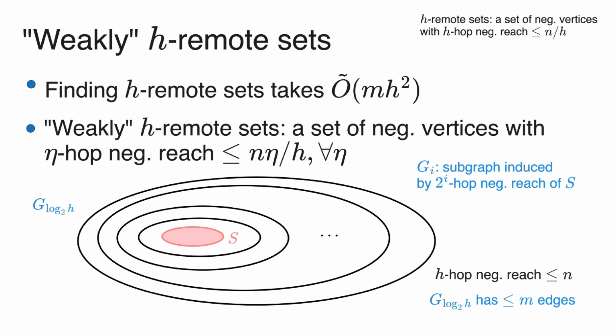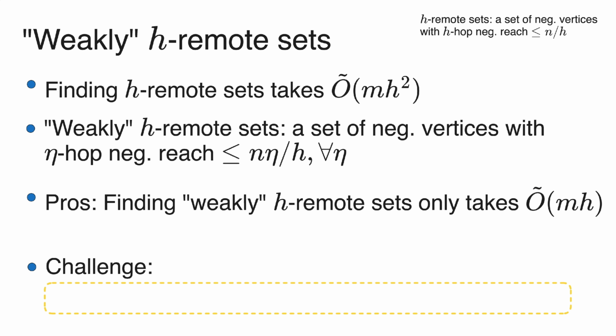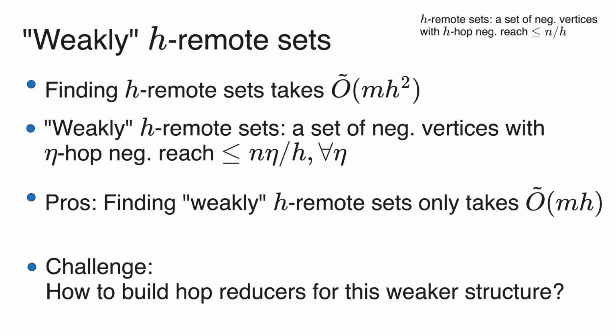The good news is that this weaker structure is much faster to find. It only takes you O tilde of m times h time. But the challenge is that it's unclear how this structure can be useful for building hop reducers.